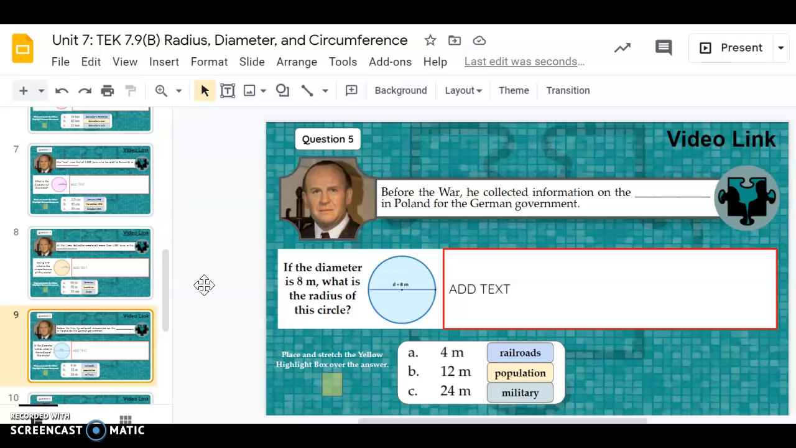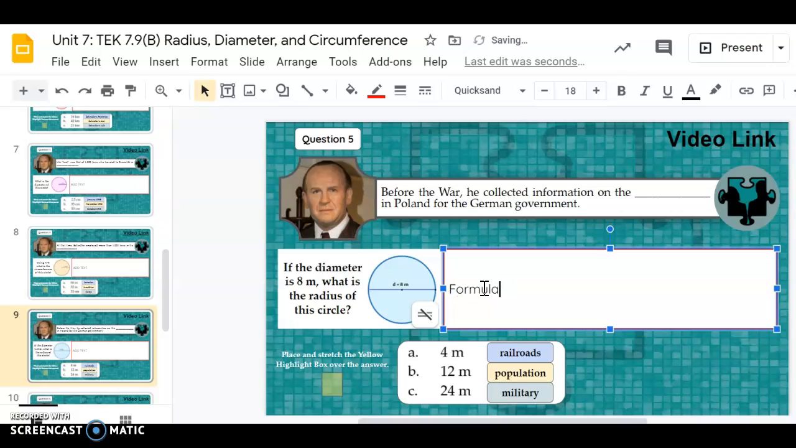All right, so now we have a different question. We haven't received a question like this before. If the diameter is 8m, what is the radius of the circle? So it doesn't really matter if I can see this right here, because I can see right here the information they're giving me. So my formula is I'm trying to find out what the radius is.